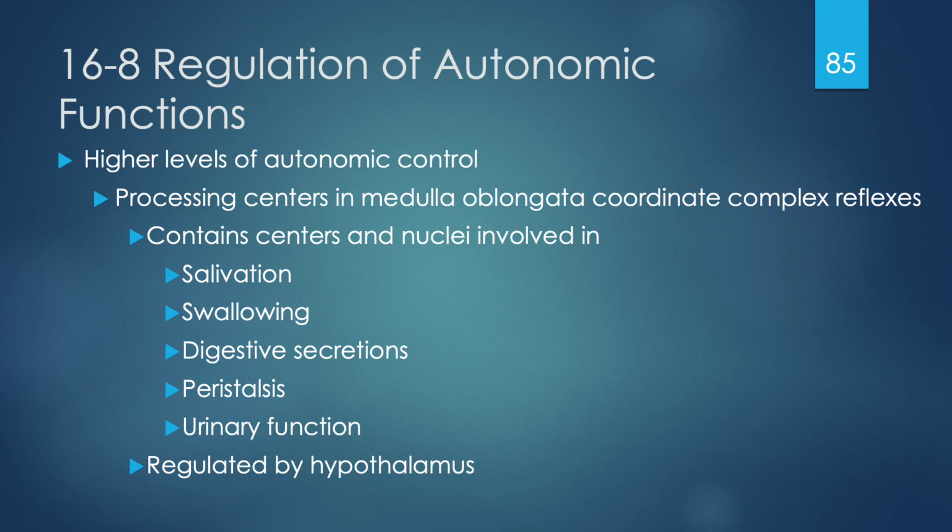When we have more complicated sympathetic and parasympathetic reflexes, they will require a little additional support. So this is where we have processing centers and nuclei in the medulla oblongata that can help to coordinate these complex reflexes. In the medulla oblongata, we have centers and nuclei involved with things like salivation, swallowing, our digestive secretion, peristalsis, and urinary function. And further, all of those centers and nuclei can also be regulated by the hypothalamus.